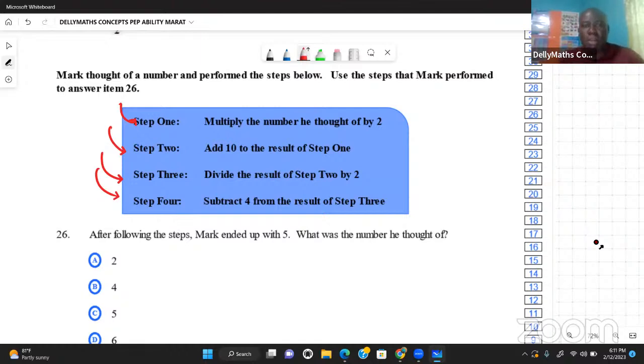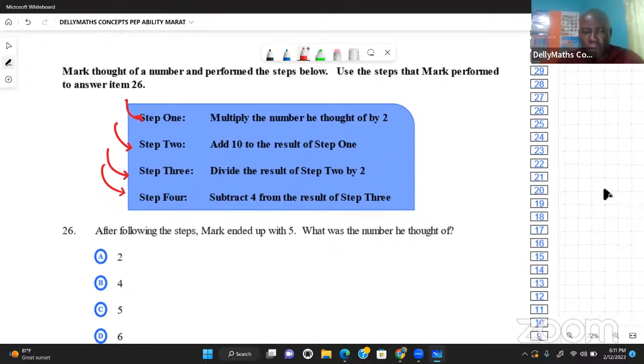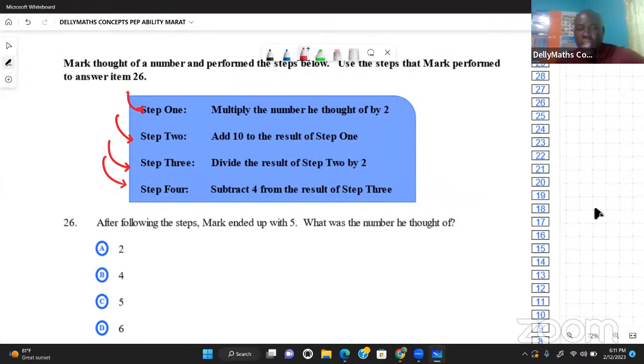Watch this. Step 1, multiply the number you thought by 2, add 10 to the result, and then divide the result by 2, then subtract 4, right? After following all of those steps, we're now told that Mark ended up with 5.